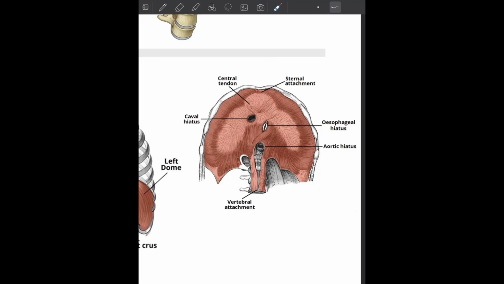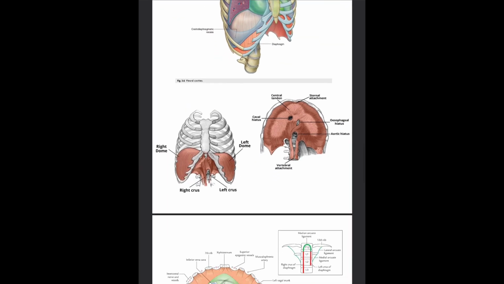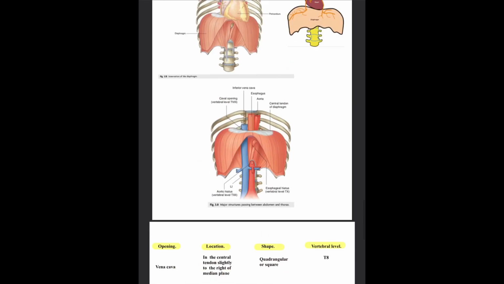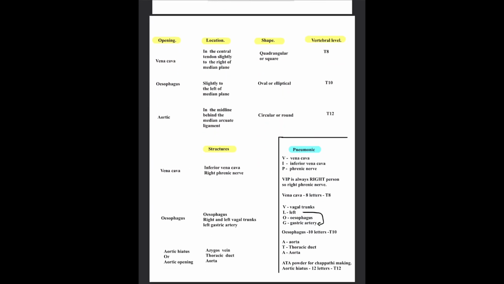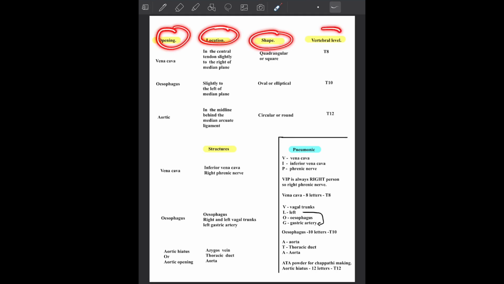So the location, shape and vertebral levels of these openings, I created a tabular column for that with mnemonics to remember it in a much easier way. Let's see that. Openings, location, shape, vertebral level. First opening is the vena cava opening.